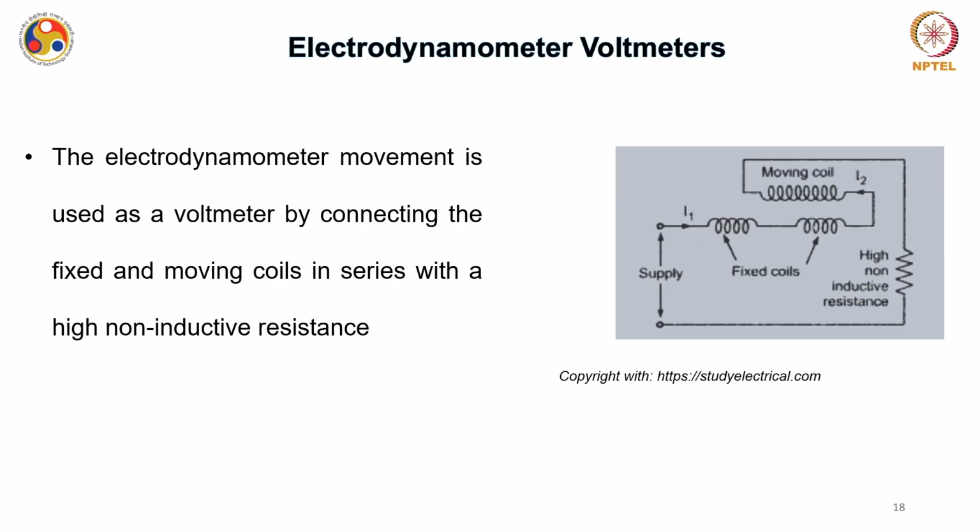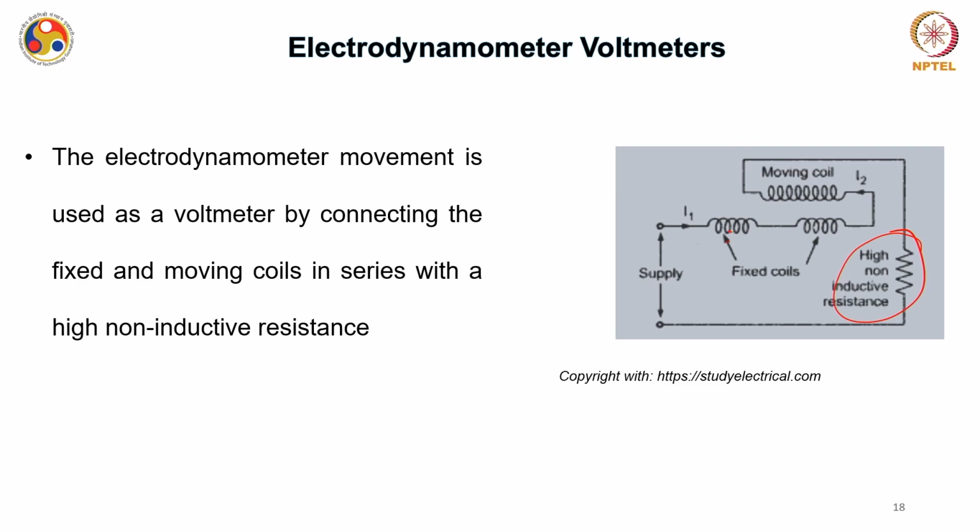Okay. So, the electrodynamometer movement in the case of a voltmeter is something like this. You can see this arrangement. This is a simple electrodynamometer, but with an extra series resistance of high non-inductive resistance. So, this is a high resistance which is connected in series with the moving coil.